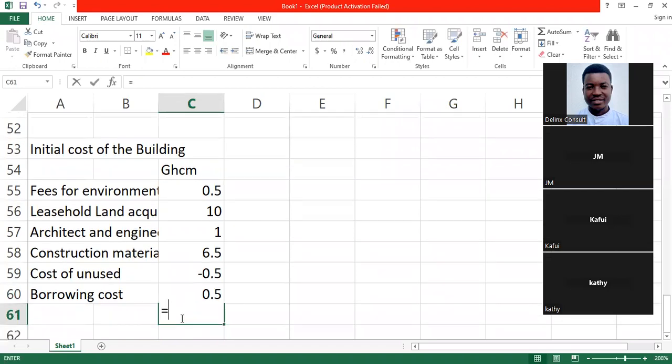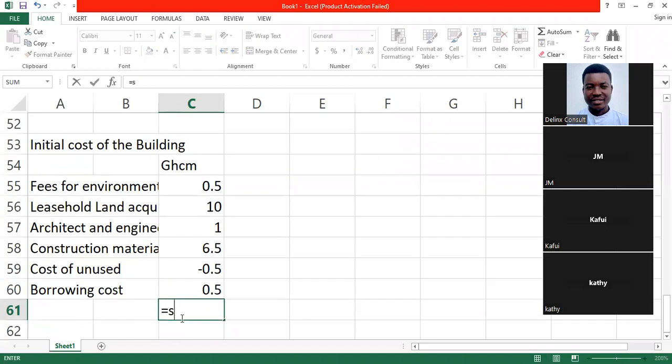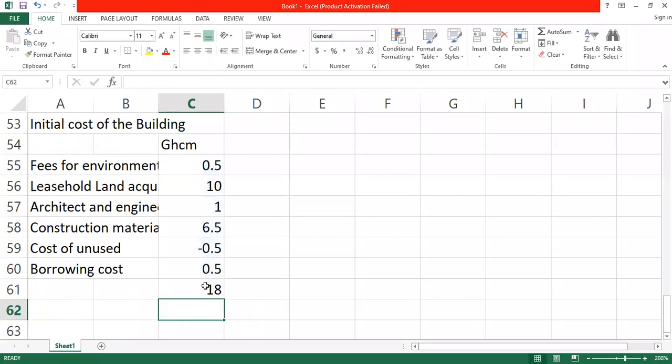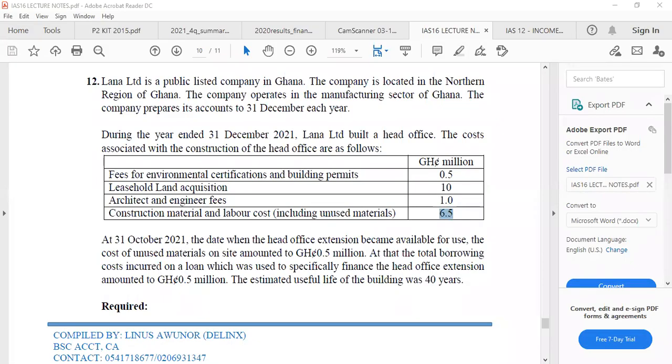So what will be the total cost? This one is just something simple. What will be the total cost? 18. It will be 18 what? Million. All right. It will be 18 million.